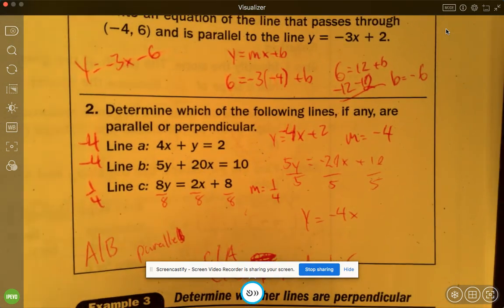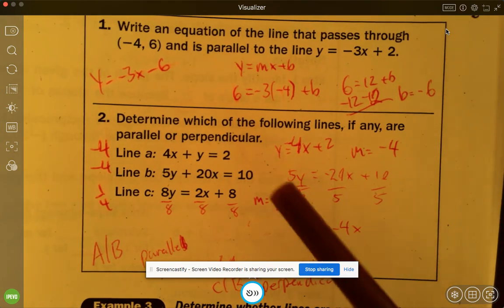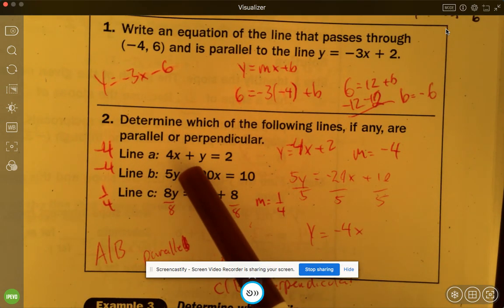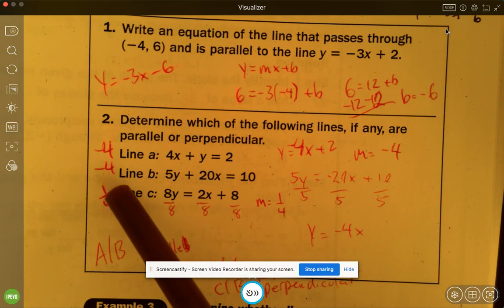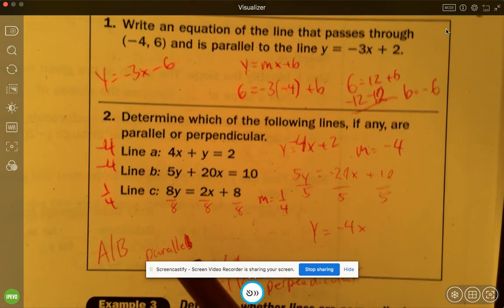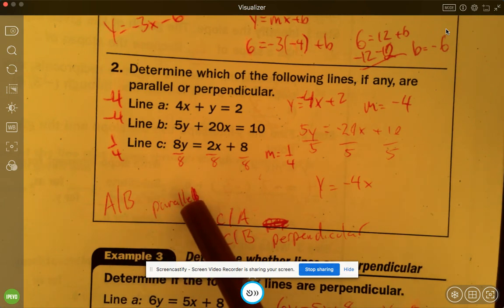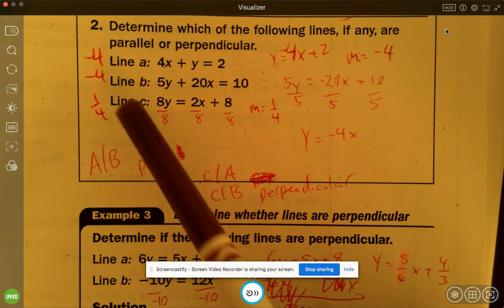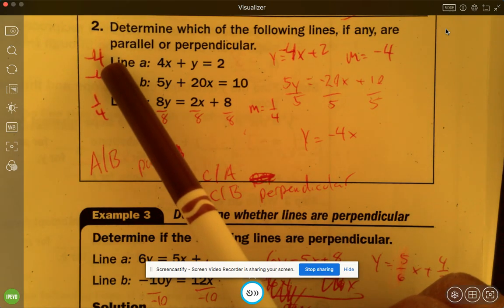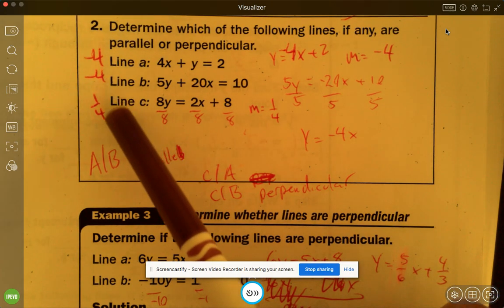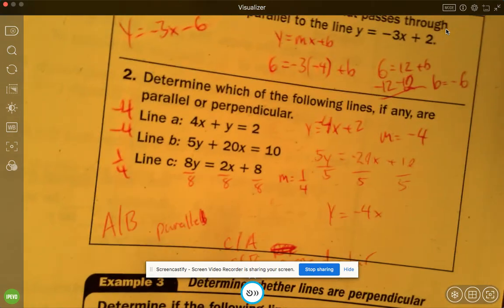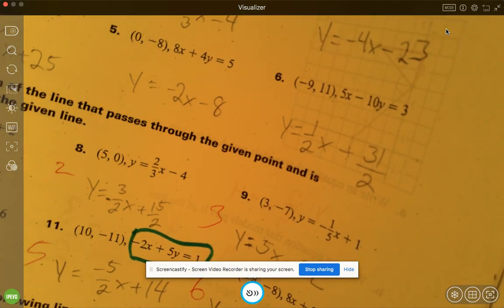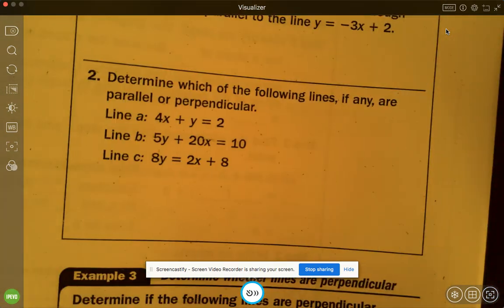For number 2, I wish they were more creative, but it's the same types of slopes, except now A and B, you got slopes of negative 4, and C was 1/4. So it's literally the same answer. A and B are parallel, C and A and C and B are perpendicular. Again, that's because what's the opposite reciprocal of negative 4? It's positive 1/4. All right, so we've got two more examples and a couple checkpoints.